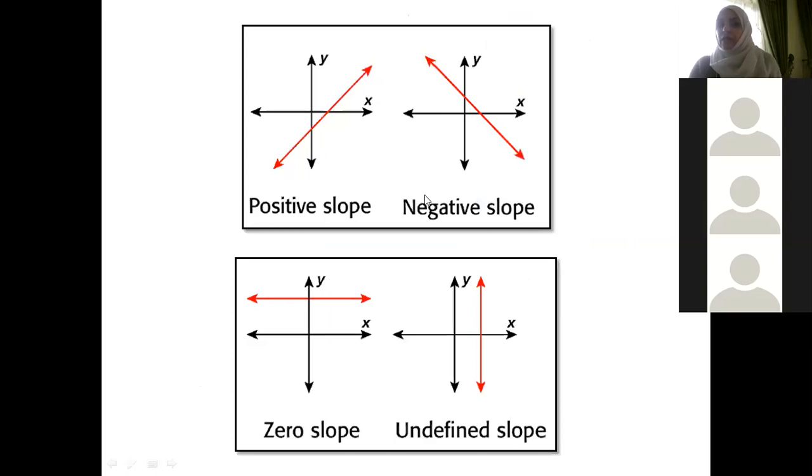Here we are. Either we have the first one, a positive slope, an increasing line, or it's a negative slope, a decreasing line. It can be a horizontal line.